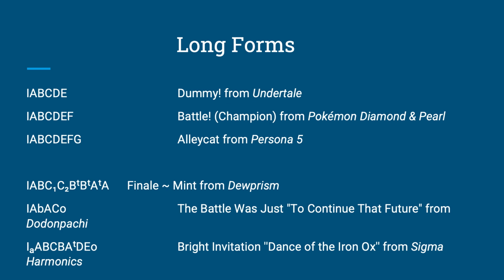And then we get to long forms. Long forms are anything that's not simple, and it can get pretty crazy. I, A, B, C, D, E, as with Dummy from Undertale. I, A, B, C, D, E, F, as from Battle Champion from Pokemon. I, A, B, C, D, E, F, G, as with Alley Cat from Persona 5. I think the craziest track I've seen was I, A, B, C, D, E, F, G, H, I. I think there might have been a J as well.